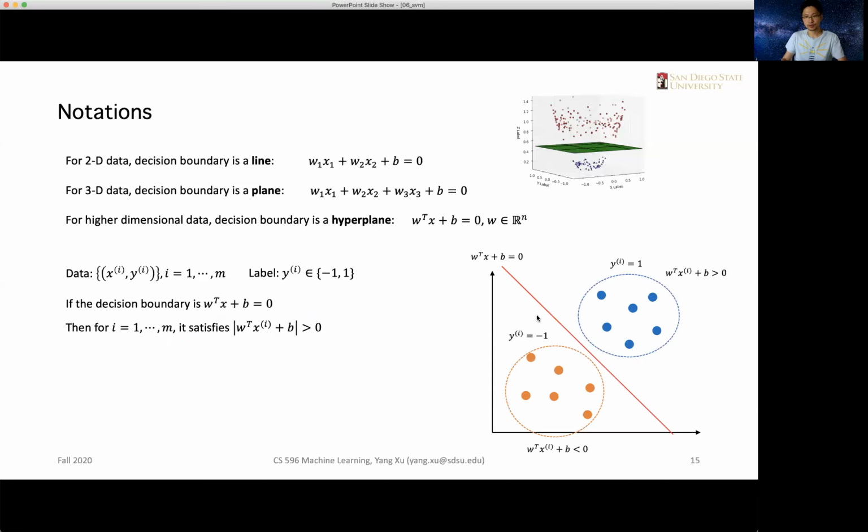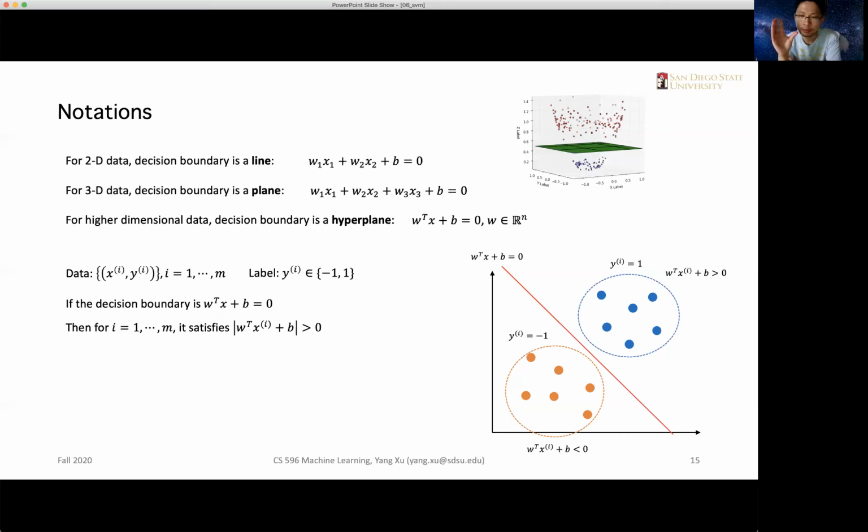Okay, so if we draw it using a 2D space visualization, then on the one side, here in yellow color, the label is -1.